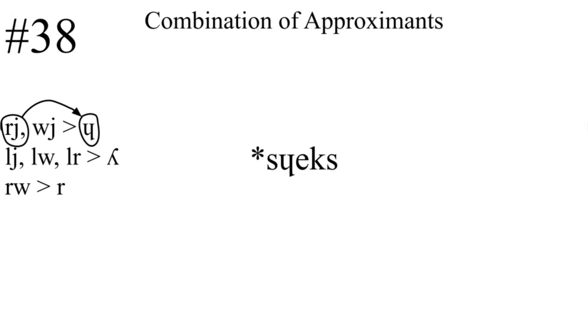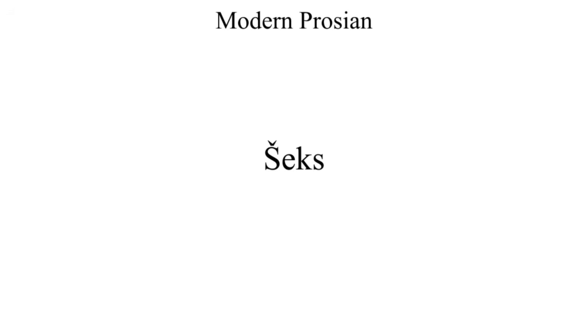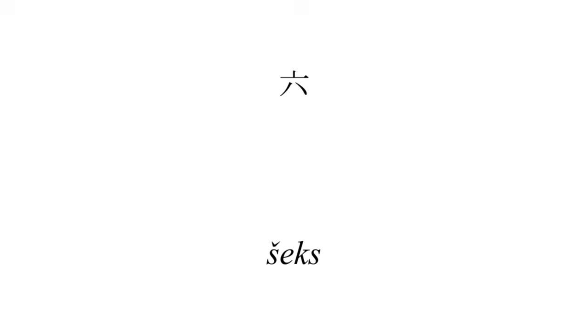And rule number 38, combination of approximates. Rya becomes ya, and by that same rule, that all combines with a sa to form sheks, and from then on, no further changes. The Prosian numeral 6 is pronounced sheks. Oh my gosh, that was a rush. I'm literally trembling as I write this.